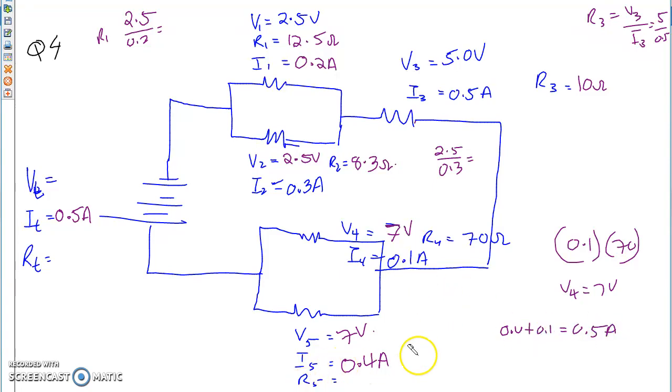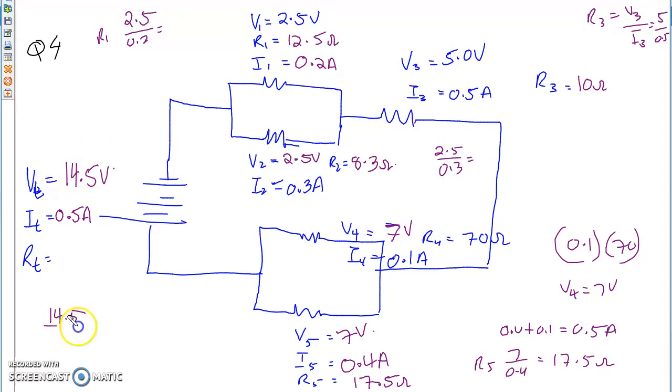And R5 of course is going to be 7 divided by 0.4, so this is 17.5 ohms right there. Now the total voltage of course is going to be 2.5 plus 5, which is 7.5, plus 7, which is 14.5. So this is 14.5 volts. And your R total is 14.5 divided by 0.5, so this is RT, 29 ohms. And this is how you would do your circuit.